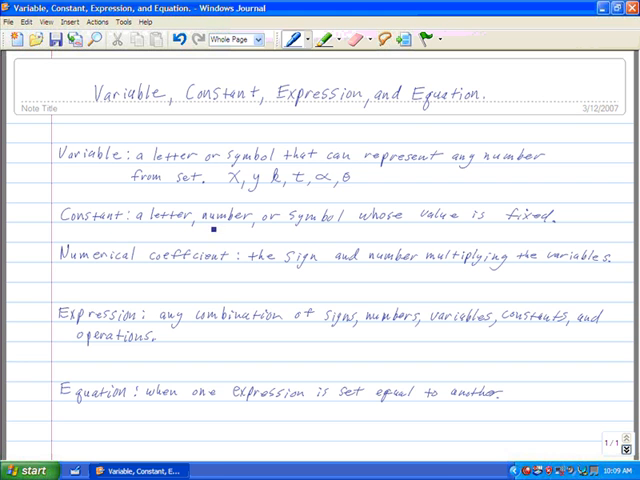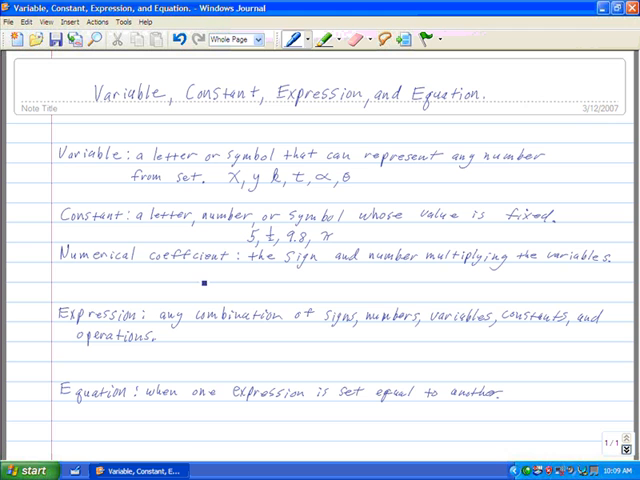A constant is a letter, number, or symbol whose value is fixed. Obvious examples would be actual numerical values like 5, 1/2, 9.8, etc. But there are other symbols that represent fixed values. A prime example would be pi. Even though pi is a Greek letter, it represents a set value, so it would not be used as a variable. Pi must be used as a constant.